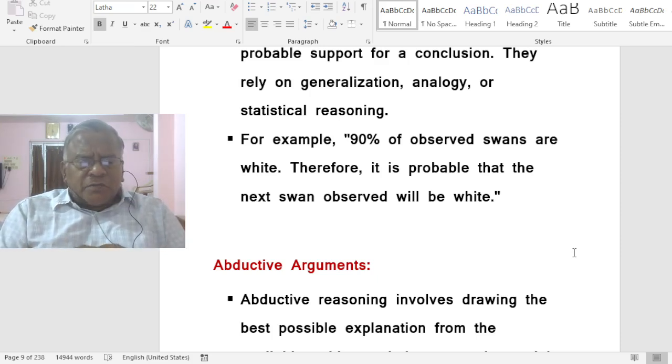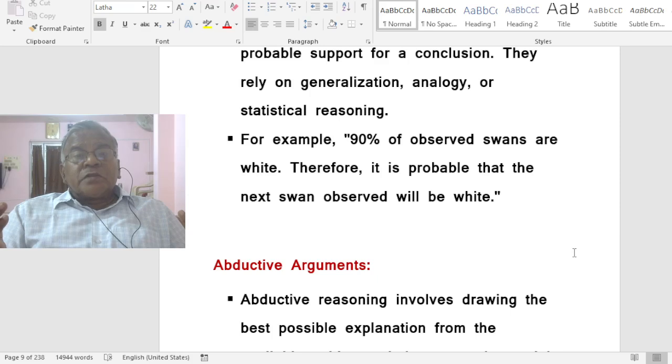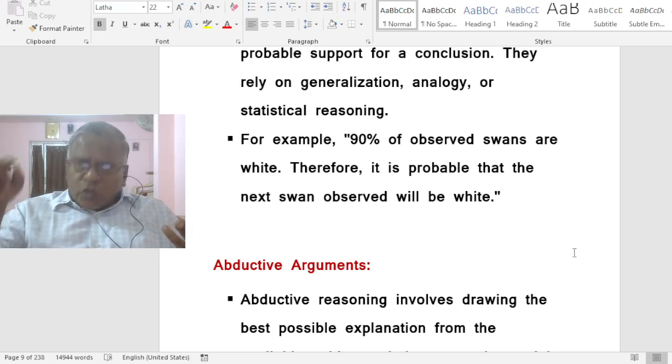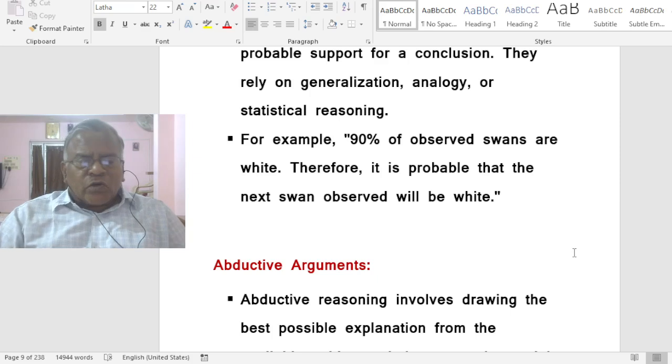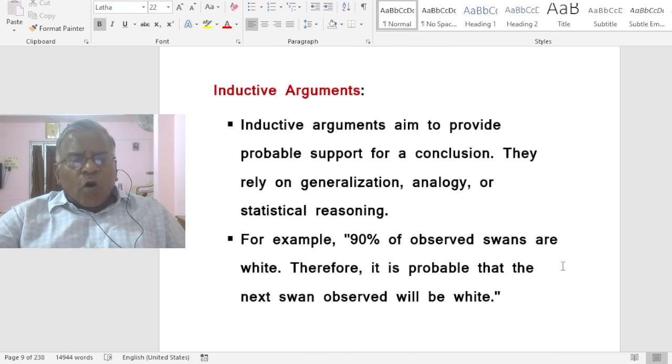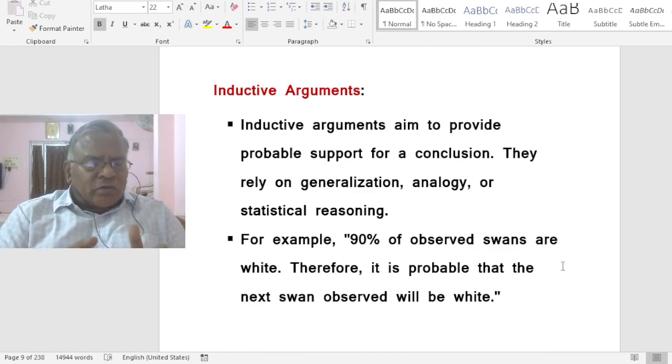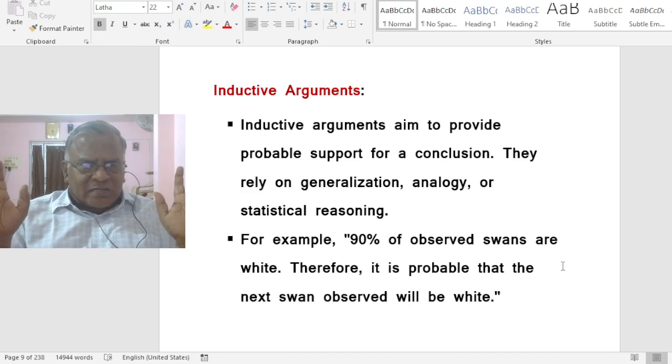90% of the observed swans are white, that we know. The next swan observed will be white. It's a probability only, analogy, generalization, a sort of statistical reasoning, because 90% of the swans are white. So the next swan should be white. Based on the statistical reasoning, we come to a conclusion. So such arguments are called inductive. I hope you understood this. Once you have understood this, the entire logic you will understand.